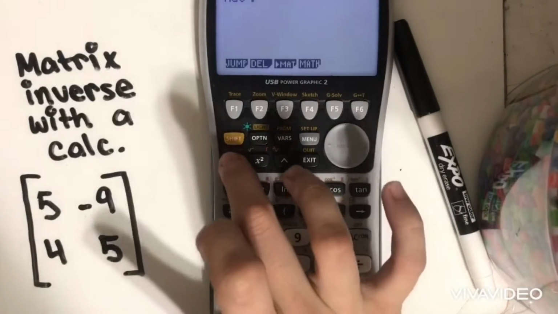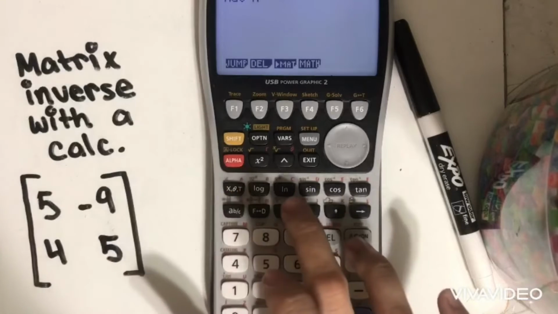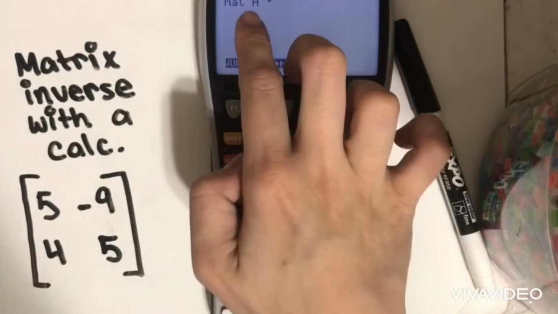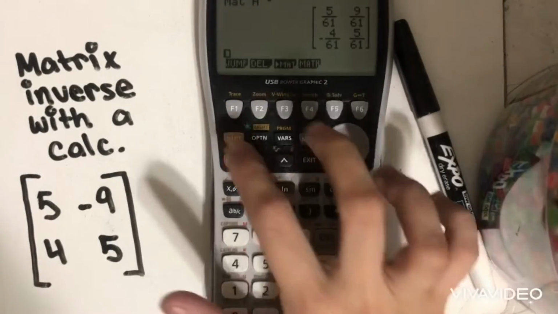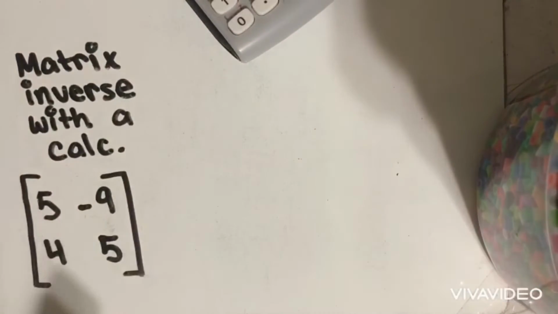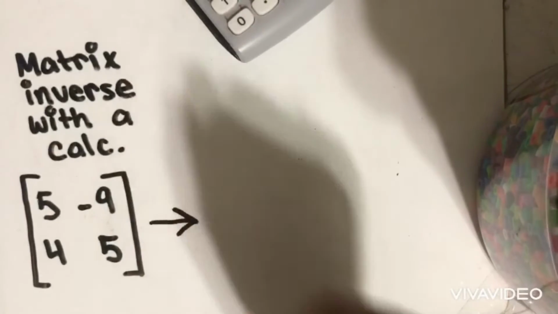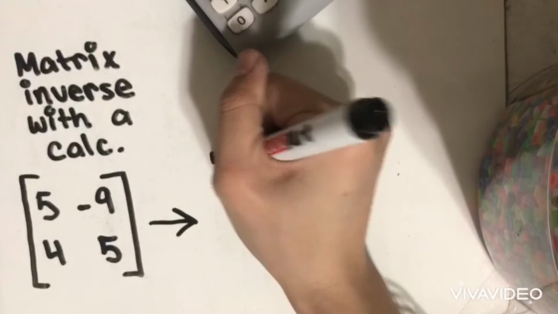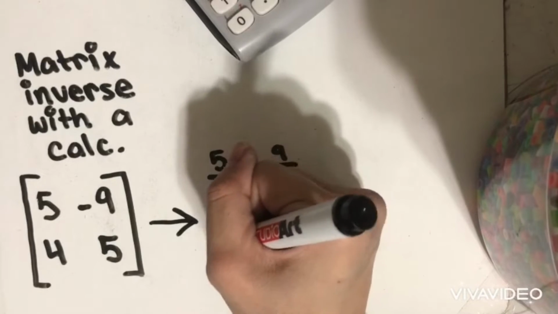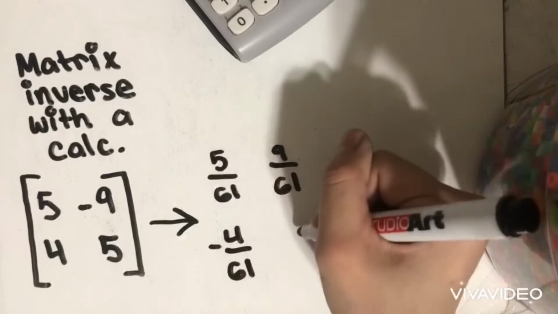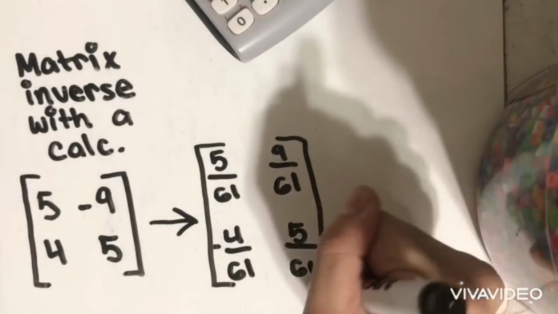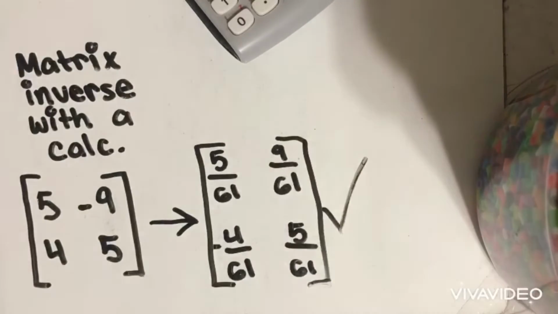Shift, 2, Alpha, and then X, Shift, parentheses, and your screen should match my screen. And then Enter, and you should get your answer on the right. I'm going to write it down. So what we got is 5 over 61, 9 over 61, and negative 4 over 61, and then 5 over 61. That should be your answer for your inverse.